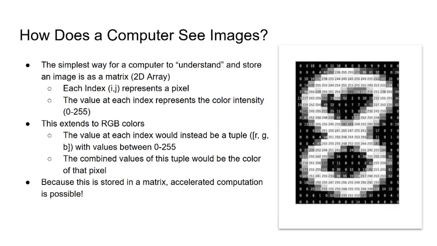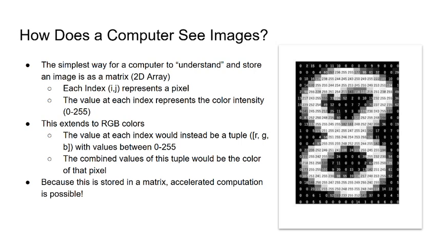Very simple there. So, in case anyone is unaware, this is how a computer actually sees most imagery. It usually is stored in an array, a 2D matrix. Each index going down, i, j, represents a pixel, and the value at each of these indices represents a color intensity.